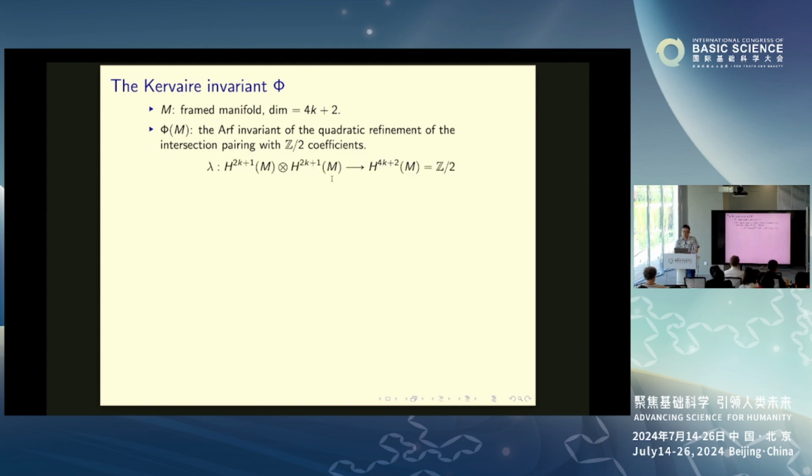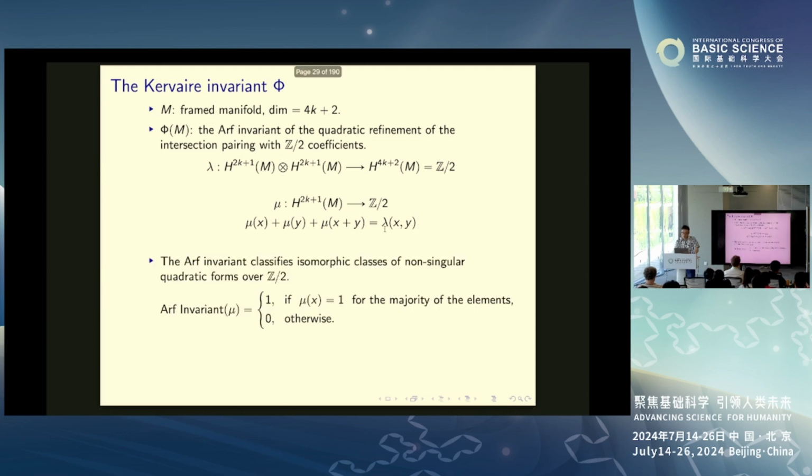If you take Z mod 2 coefficients and the middle dimension homology, we know that we have an intersection pairing. This is a non-degenerate bilinear form over the field Z mod 2. And a quadratic refinement of this bilinear form is a quadratic form which satisfies this relation. The existence of this quadratic form comes from the framing. So the Hopf invariant is something purely algebraic.